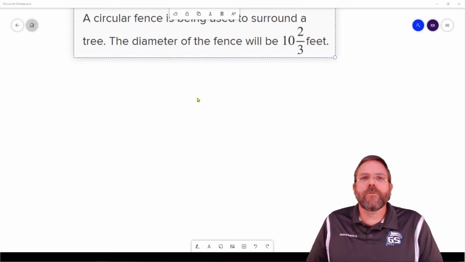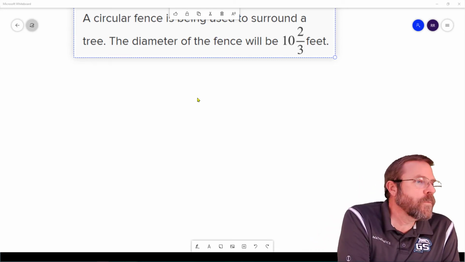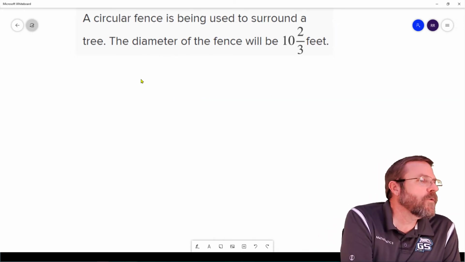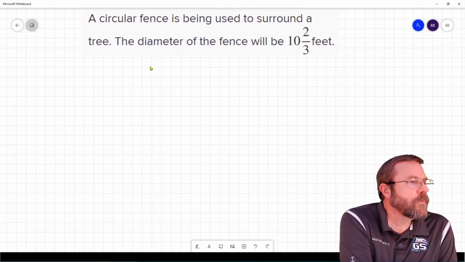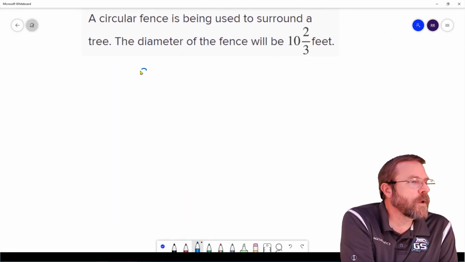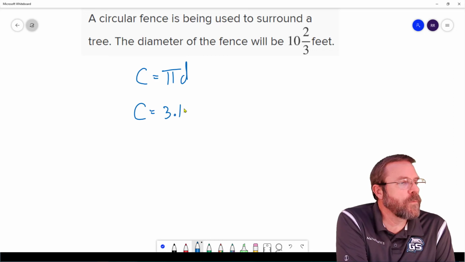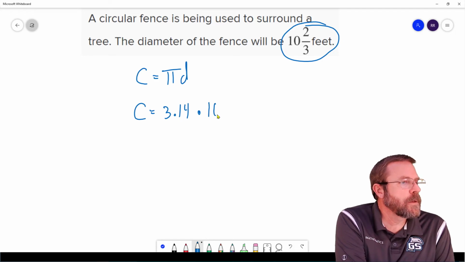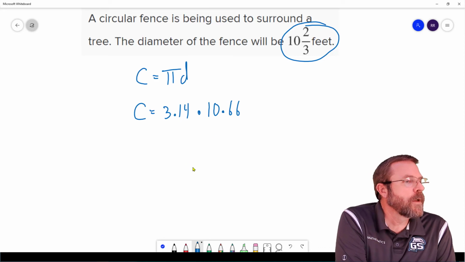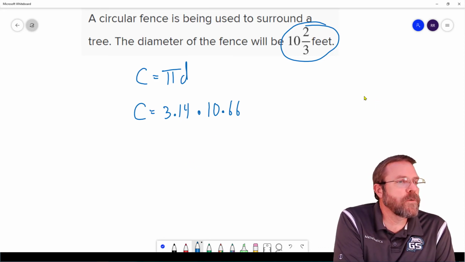So how did that go for you? I'm going to go ahead and work it too here. And I'm going to start off by writing my formula. Formula is always the first thing you write. And the formula says circumference is equal to pi times diameter. So circumference is equal to 3.14. And like I said, I'm going to change that 10 2/3 to be 10.66. From here, I'm going to come off to the side and do my grunt work.